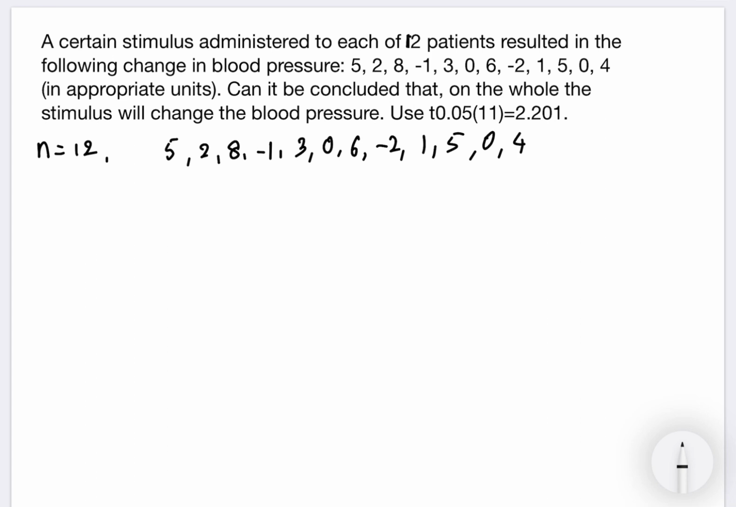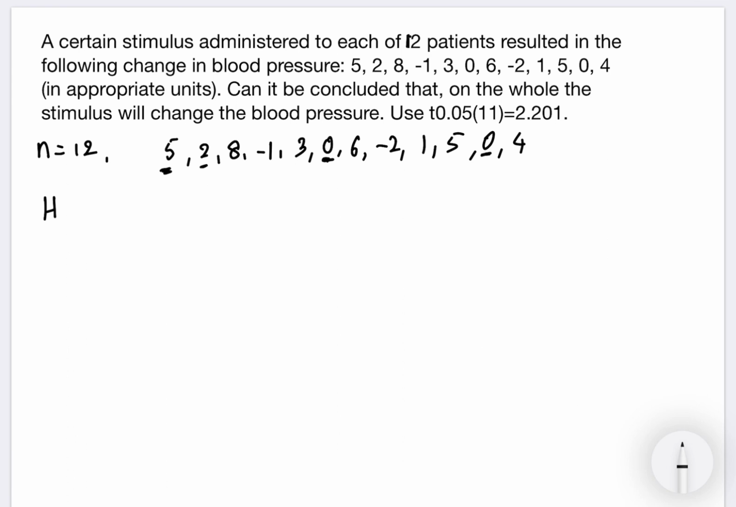So can it be concluded that on the whole the stimulus will change the blood pressure? So this is the change. There is a change of 5 units, and here there is a change of 2 units, and here you see that there is no change at all, and here also there is no change at all.